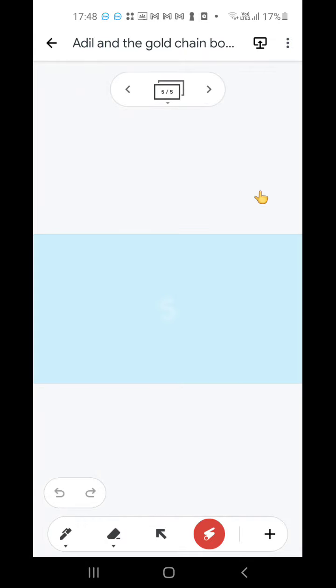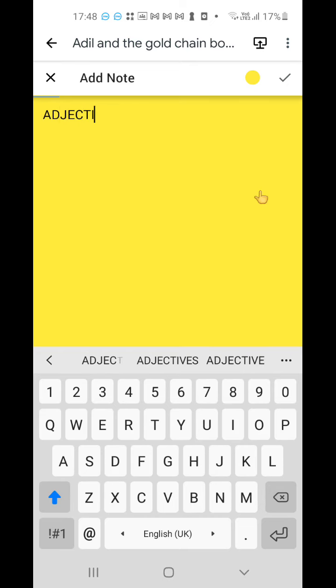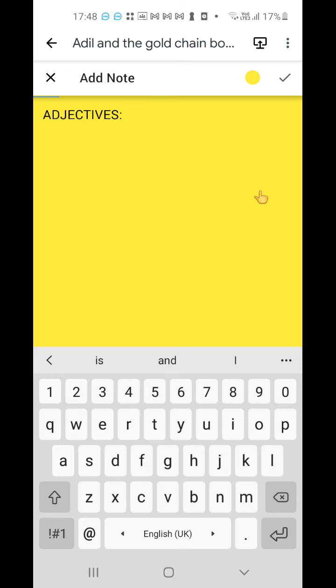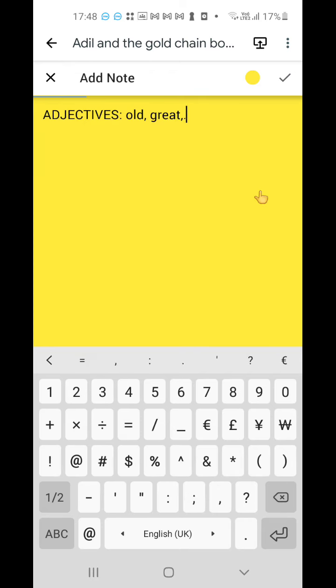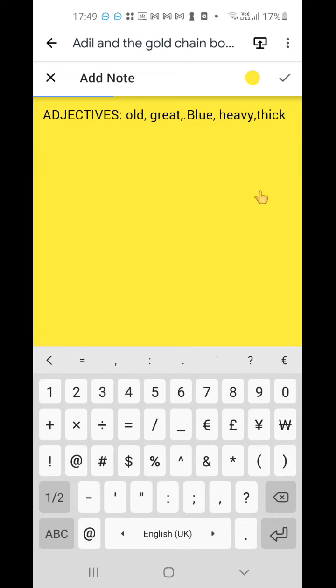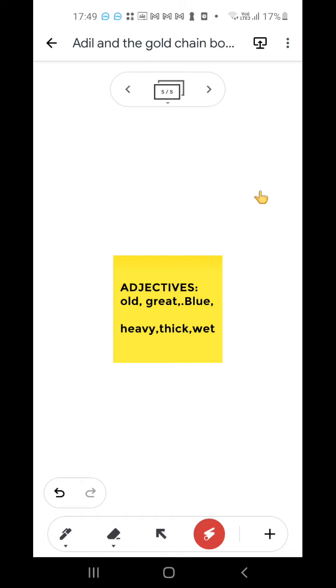Right? Now we will talk about the adjectives of that passage. Write the heading of adjectives likewise, then start writing. Old, you remember? Old, then great, then blue, heavy, and thick, and what more? Wet. So they are all the possible adjectives.